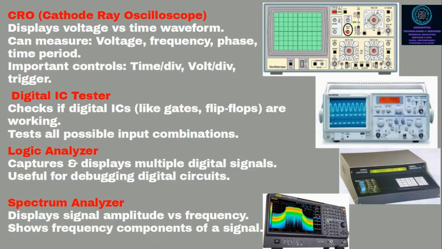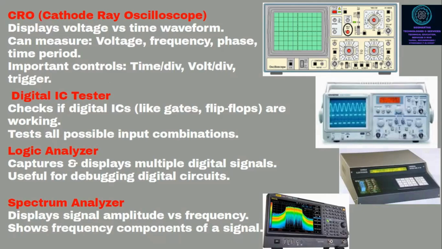They display the voltage versus time waveform. That is very important. They can measure voltage, frequency, and phase, that is the positive and negative phase of the waves, and time periods. Important controls: time per division, voltage per division, and trigger. These are the important controls in a CRO or DSO.